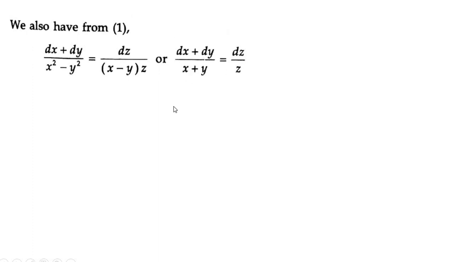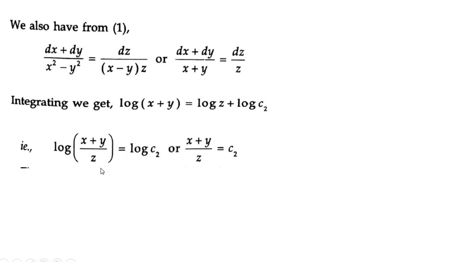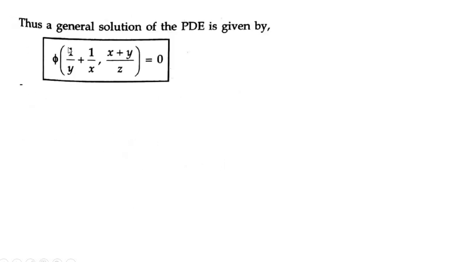So on integrating this, you get log of (x plus y) is equal to log z plus log c. To bring log z to the other side, you get log of (x plus y) divided by z is equal to log c2, or (x plus y) divided by z is equal to c2. Therefore, your final partial differential equation is y of (1 by y plus 1 by z), comma (x plus y) by z equal to 0.